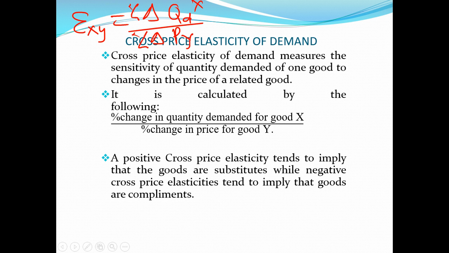So cross price elasticity measures the sensitivity of quantity demanded of one good to changes in the price of a related good. Let's assume that cigarettes and alcohol are related, that someone who is smoking should also be drinking. So the question will be, if I increase the price of cigarettes, how is that going to affect the demand for alcohol?